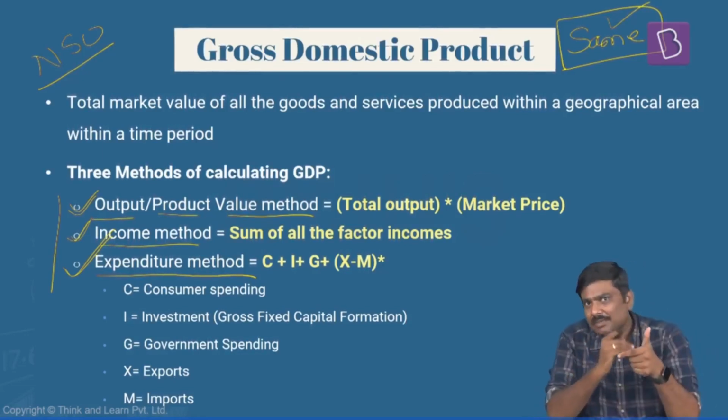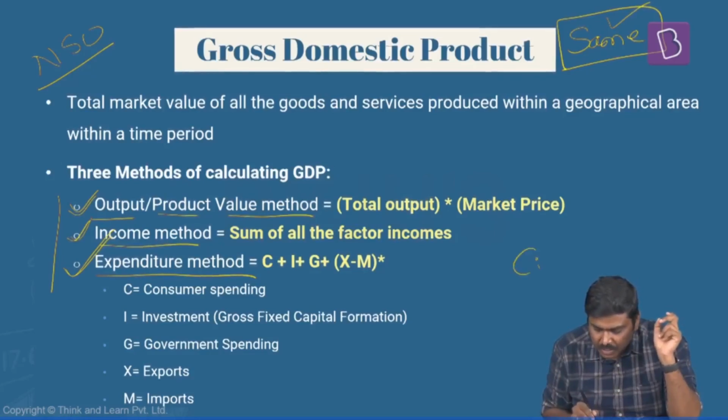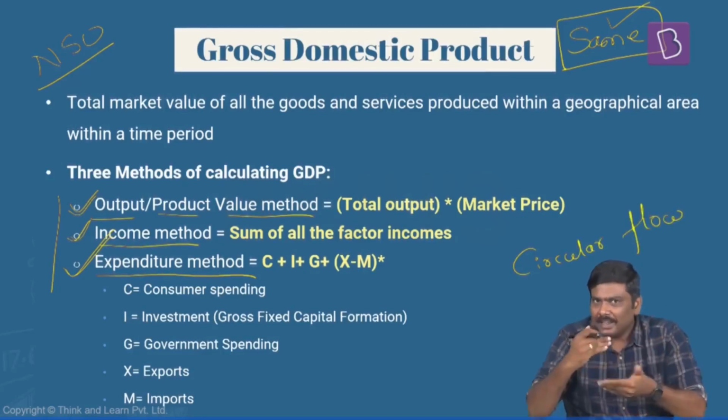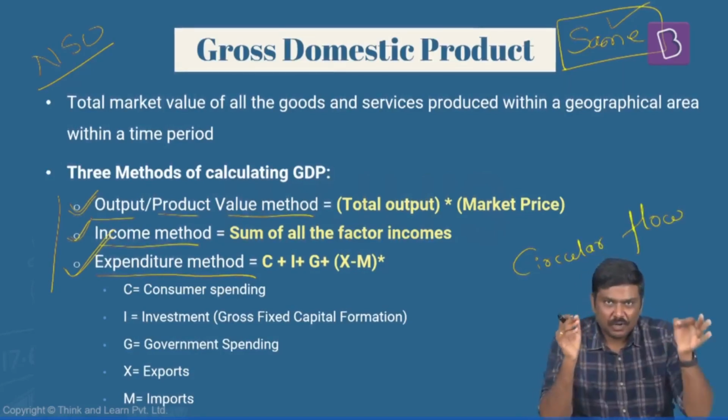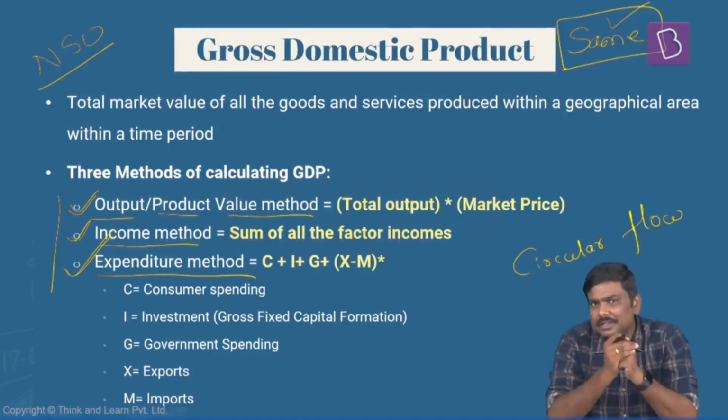Why does the value remain the same under all the three heads? To understand this, there is a concept called circular flow. Now, what do you mean by circular flow? I'll use a statement, then I'll give an explanation here. The expenditure of one is an income for another in the economy. What do you mean by this? Follow the example very, very carefully.